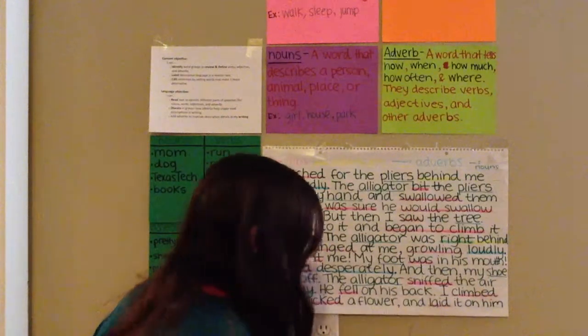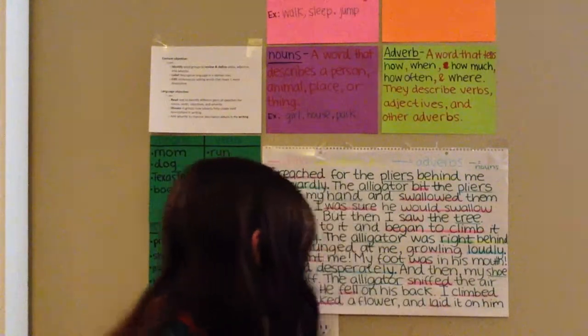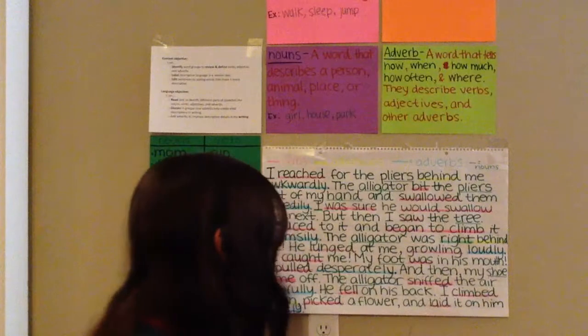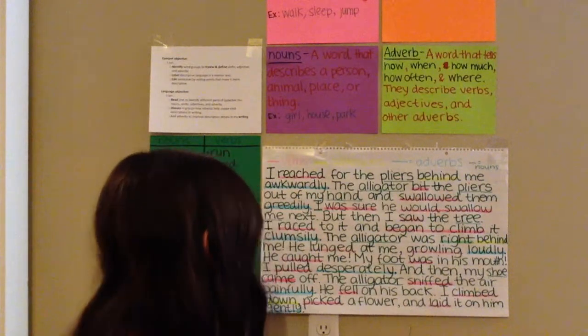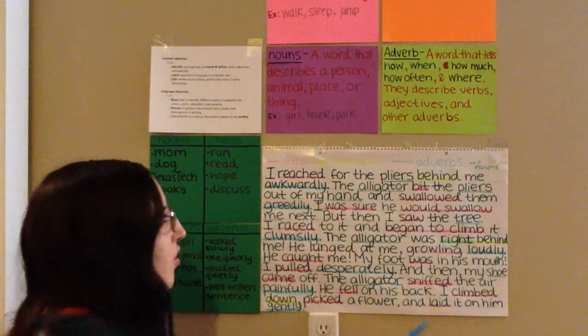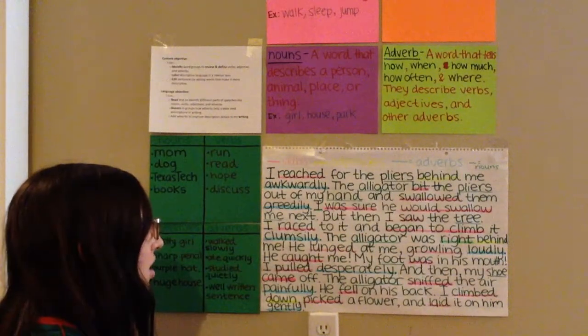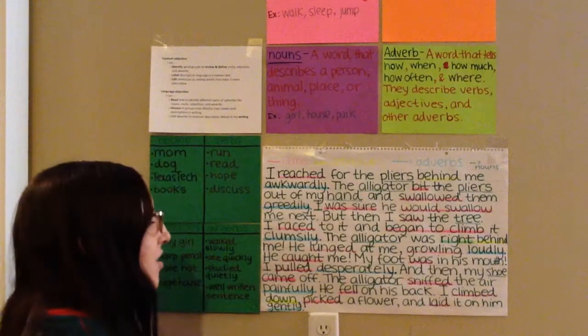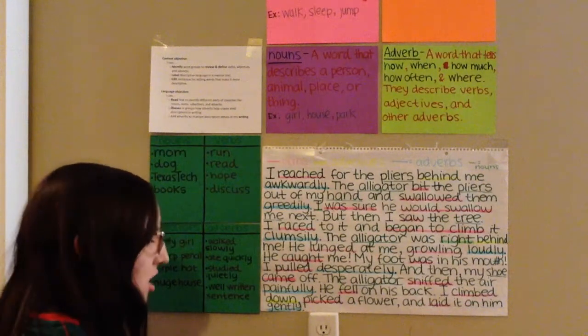So again, let's use our sentence stems. The author used the adverb gently to modify the verb. We have 3 verbs in this sentence. This is modifying climbed, picked, or laid. Good. It's modifying laid because I know that he laid the flower gently.